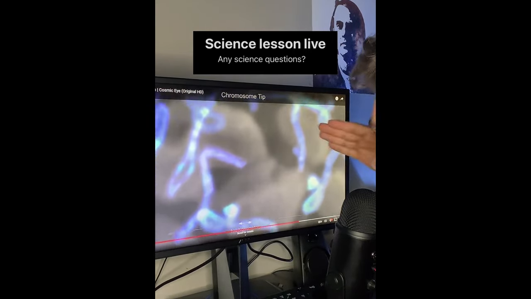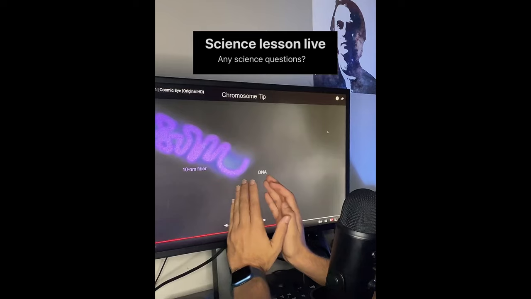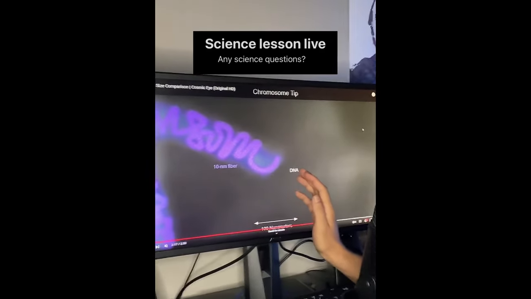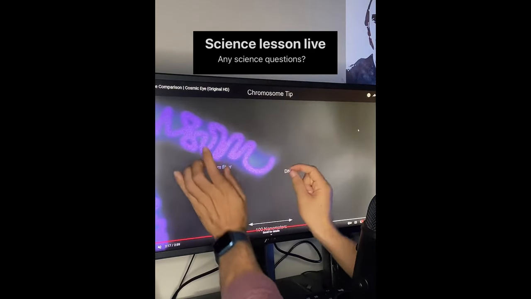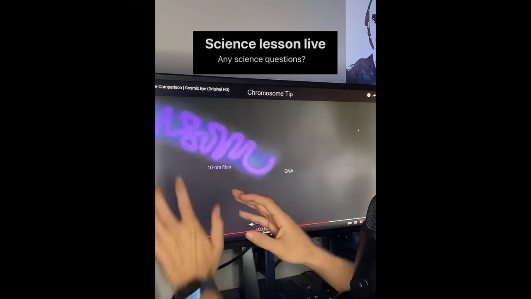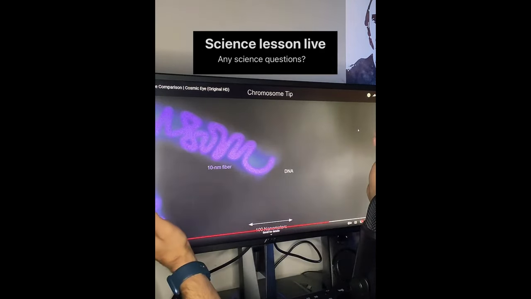But let's zoom in even more to an individual DNA molecule. And a DNA molecule is a strand of millions of smaller molecules and atoms. That's all a DNA molecule is, right? It's a big strand of a bunch of molecules.